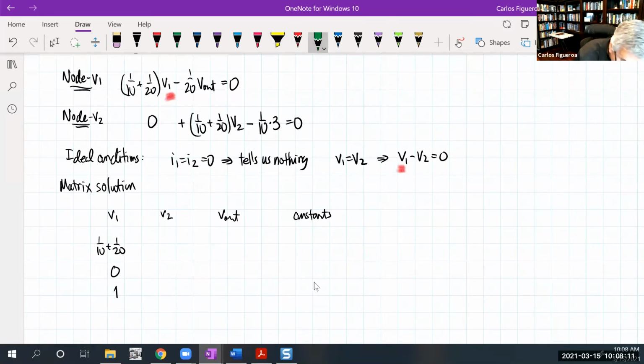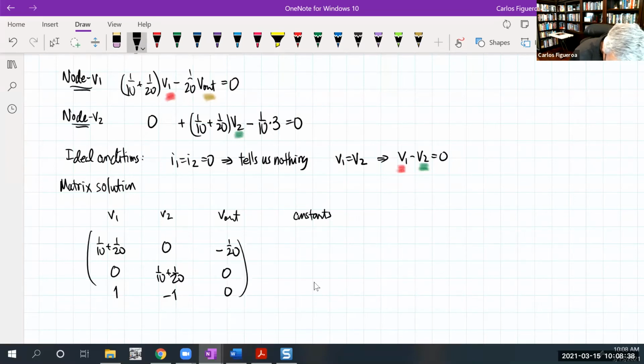So now if I go look at 2, there's 2 here, there's 2 there. And if I keep going, this is going to be 0. This will give me 10, 20, and finally minus 1. And then V out here, you're going to get minus 20. And that's it. So then I should have 0, 0. And all the constants are 0.